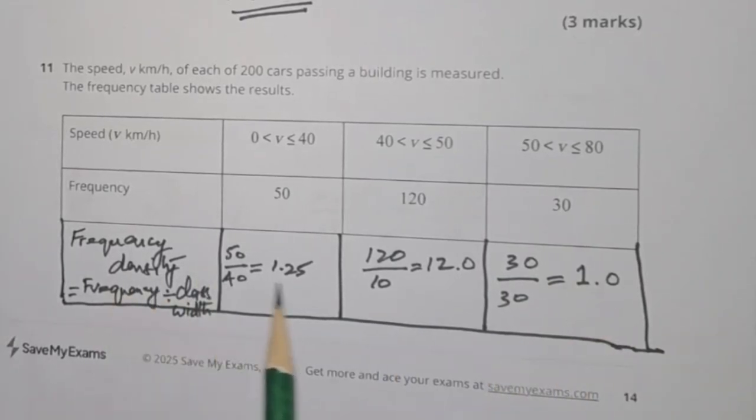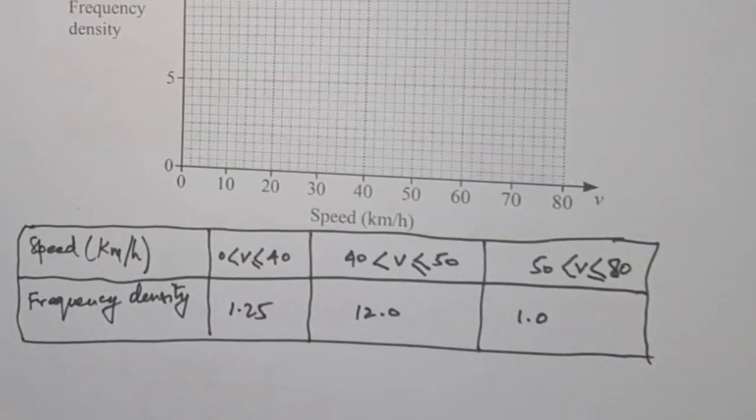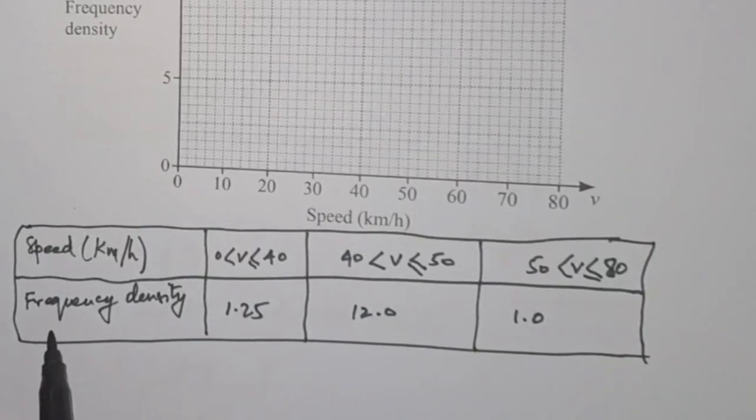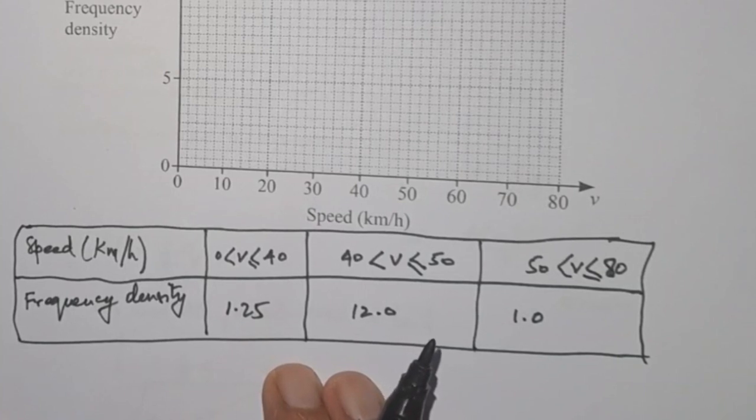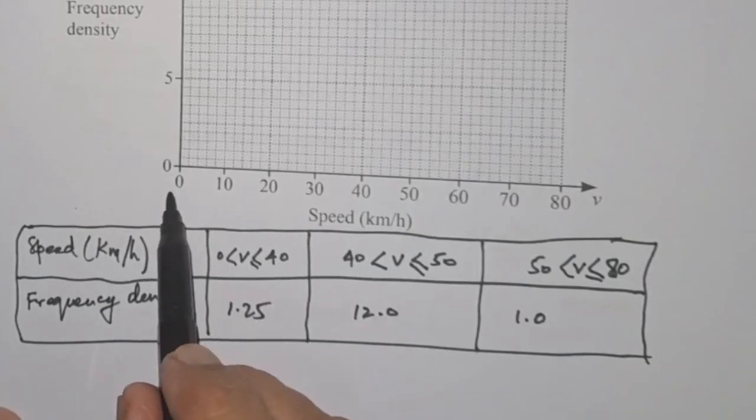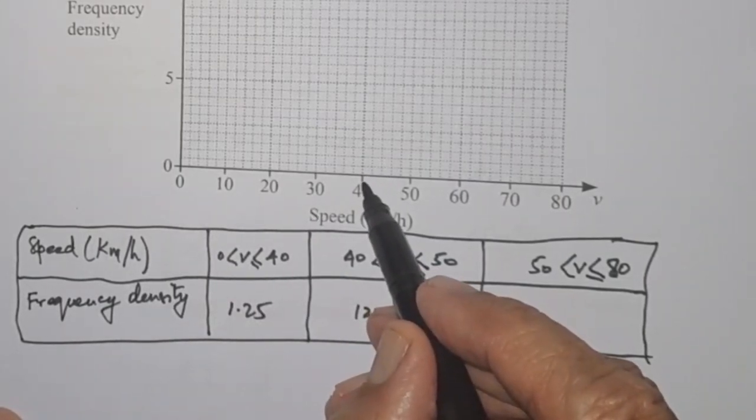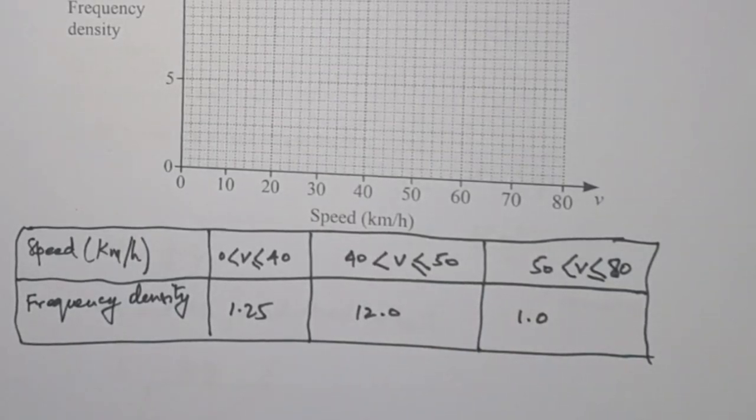And this is the frequency density that we have to plot on the graph along with the speed. So I have transferred the data of speed and frequency density from the back page onto this page so that it becomes convenient to plot. Now when we look at from 0 to 40, we are from here to here, and the frequency density is 1.25. When you do the graphs you have to do it with pencil.